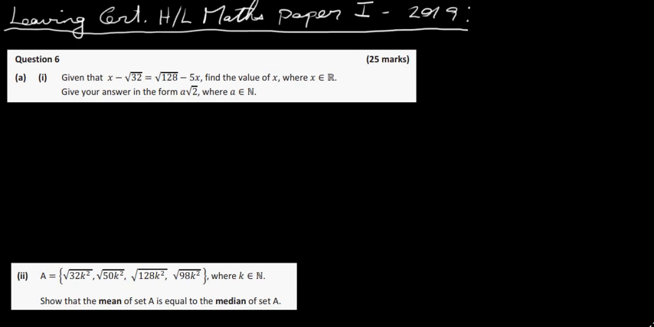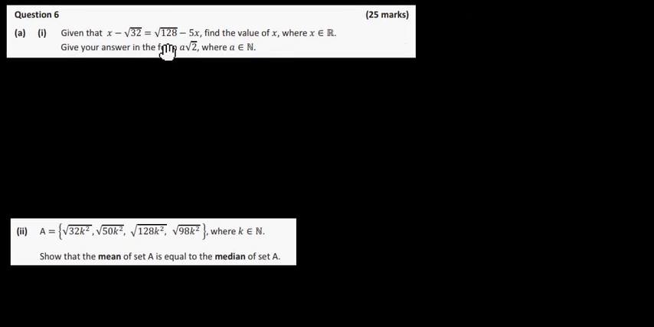Okay, so let's have a look at the Leaving Certificate Higher Level Maths Paper 1 for 2019, question 6. Now, in part A1, we're given this equation here, and we just have to work out what x is. Find the value of x where x is real, and we have to give our answer in the form a root 2, where a is some natural number. Okay, so let's have a look. We'll write it down first, and we'll work from there.